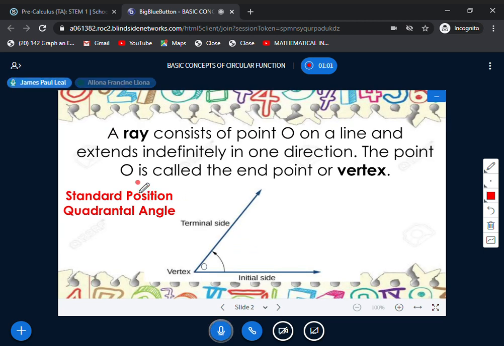Let's proceed to the term ray. Are you familiar with ray? A ray consists of a point O on a line and extends indefinitely in one direction. As you can see here, the point O is what we call the endpoint or vertex. So what is a ray? This will be the line, this will be your vertex, and it extends indefinitely up to here. So for this one, we have one ray.